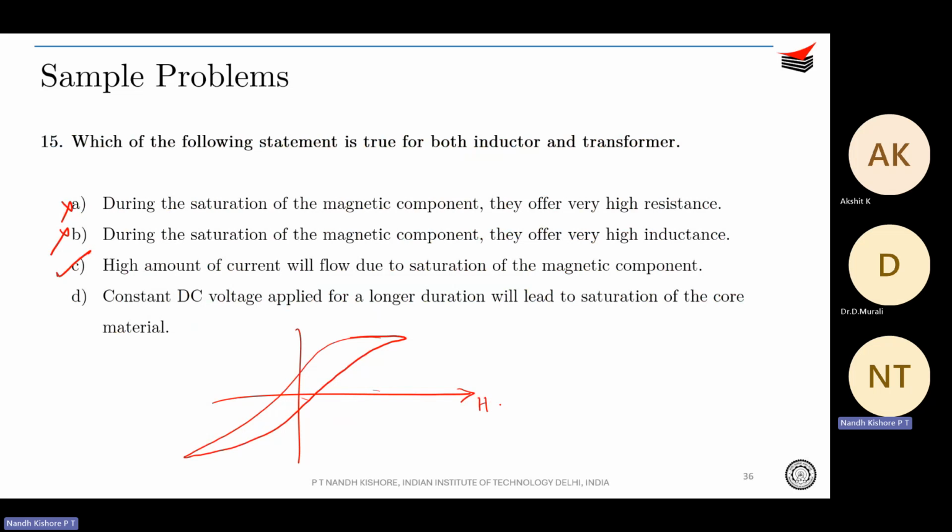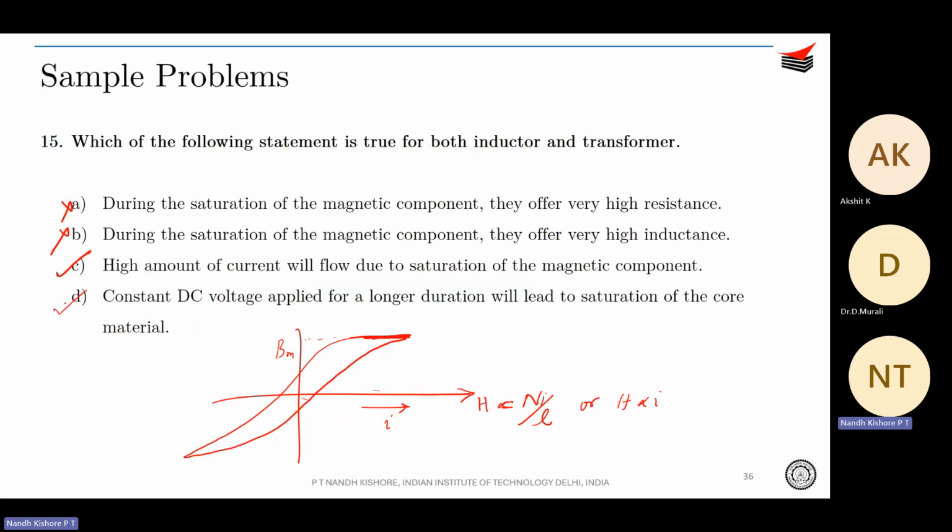So H is proportional to Ni by l, or H is proportional to I. So what you would see is that you have already attained BM or your BSAT, but as you increase H, as you increase the current, there is no variation in BSAT. Your BSAT is same. So high amount of current will flow due to saturation of the magnetic component, and constant DC voltage applied for longer duration will lead to saturation of the core.